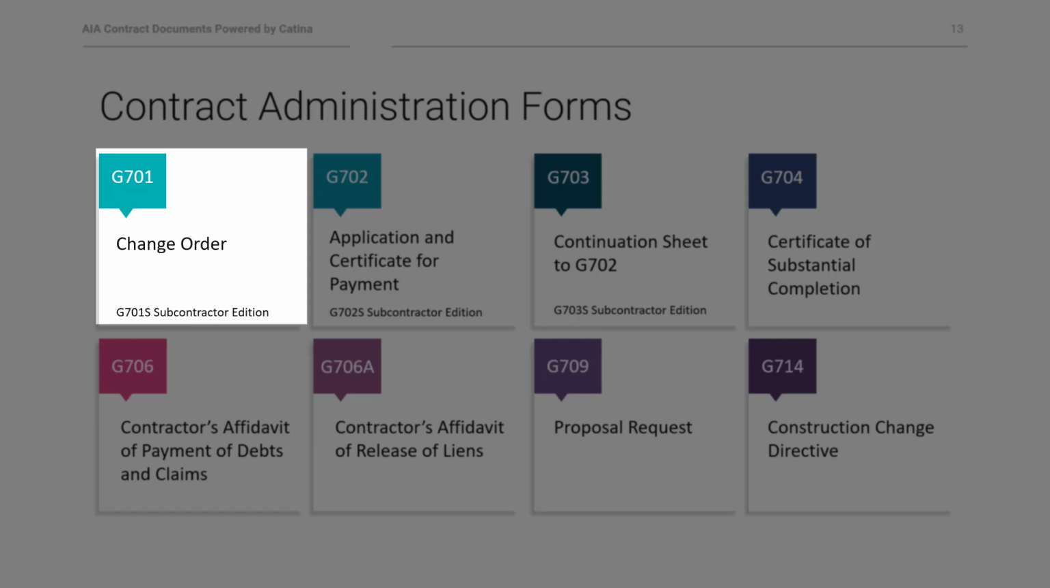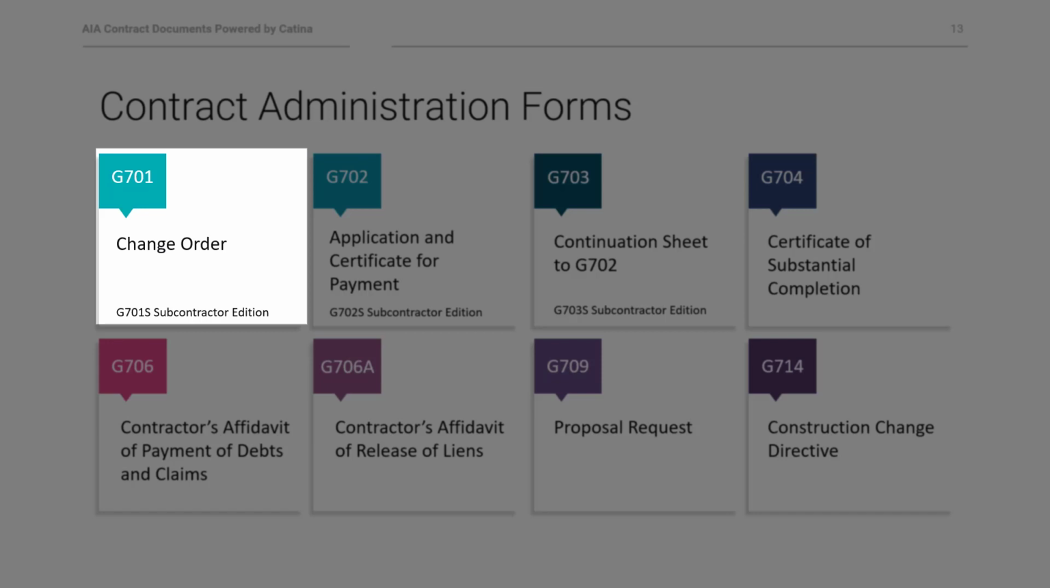There's a section that allows the parties to describe the terms of the change. It could be anything you want. It's just an open field. You can type in whatever you need. There are fields for changing the contract sum, the contract time, the date of substantial completion, those sort of things as well. You'll notice that underneath that we have the G701S, which is the subcontractor edition.